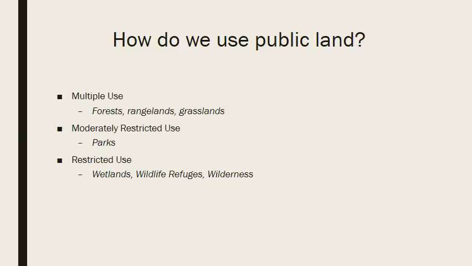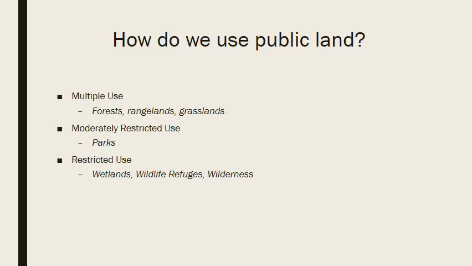Then there's moderately restricted use. Those are lands that can be used for recreational enjoyment, but often require permits for things such as camping, setting a campfire, or using a particular area of the land. The best example of a moderately restricted use land area is a national park.